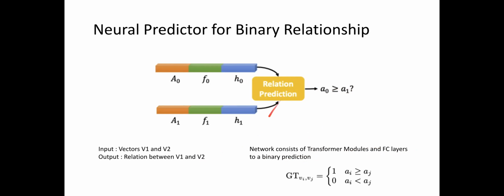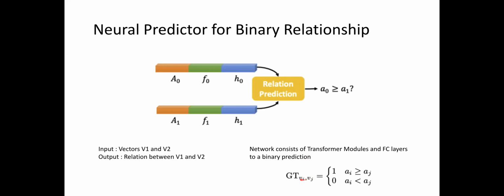In order to train such a network, what are the ground truths? In the data set, you will have V1, V2, and their corresponding accuracies on a particular trained network on the data set. Suppose with this network, you train it on the data set and you get the accuracy.